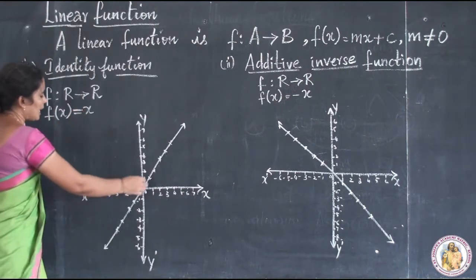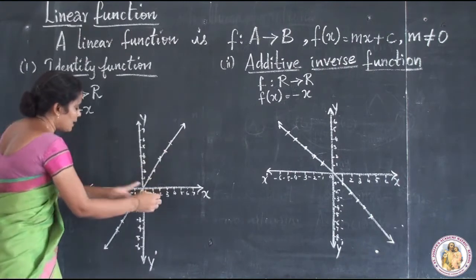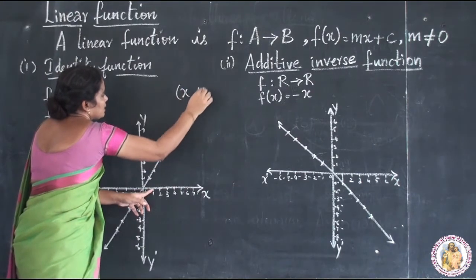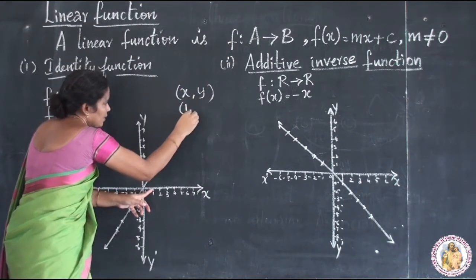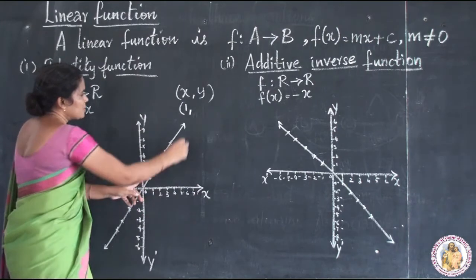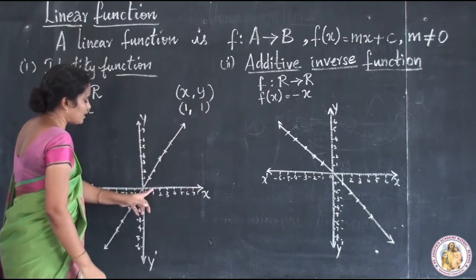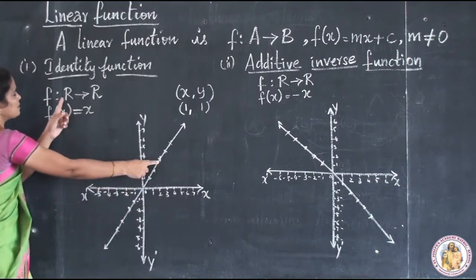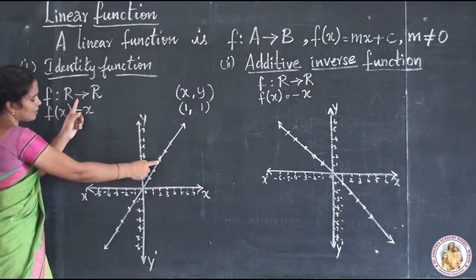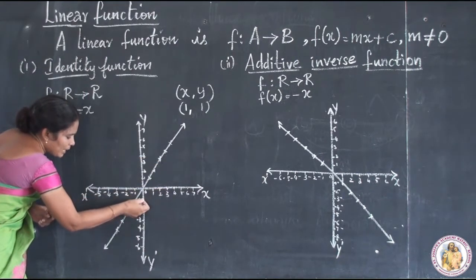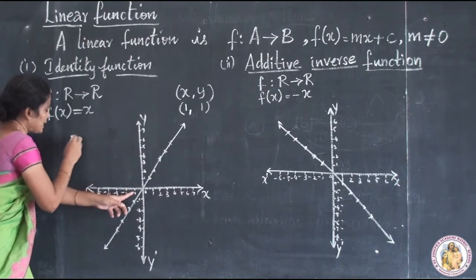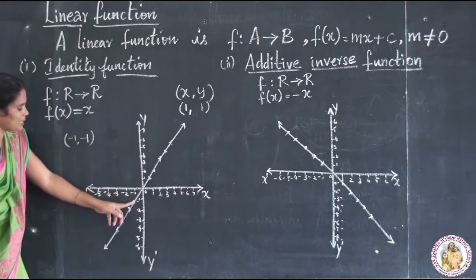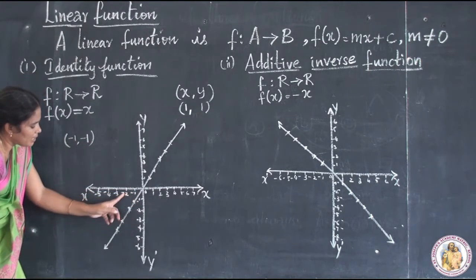Here you can see in the identity function, if x is 1, here we have y as 1. So x comma y, that is 1 comma 1. Again 2 comma 2 and 3 comma 3. That is why, because the functions are from R to R. And here also, minus 1 on the x-axis and minus 1 on the y-axis, so minus 1, minus 1, minus 2, minus 2.